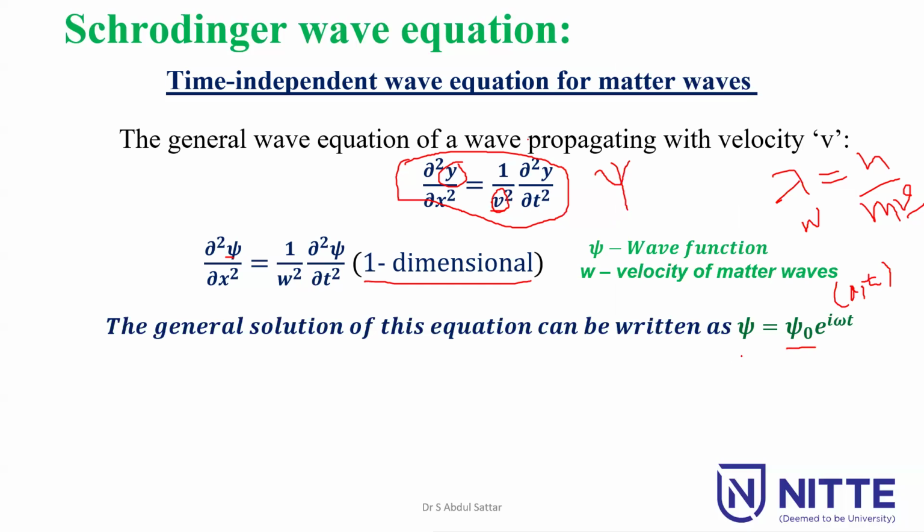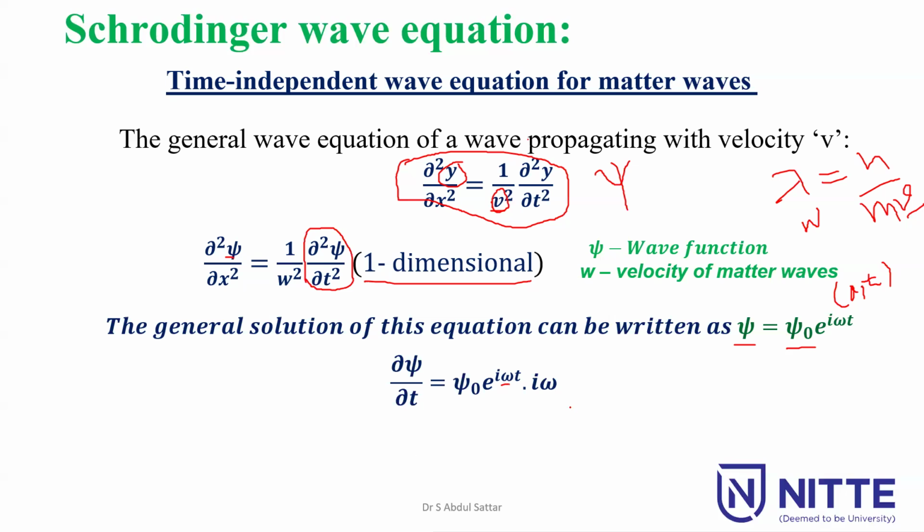Now we differentiate this psi with respect to time two times. Then we replace this dou square psi by dou t square with the corresponding value. If you differentiate the first time, dou psi by dou t equals psi naught into e power i omega t, the derivative of e power i omega t being e power i omega t into i omega. Here i is the complex number, i square equal to -1.